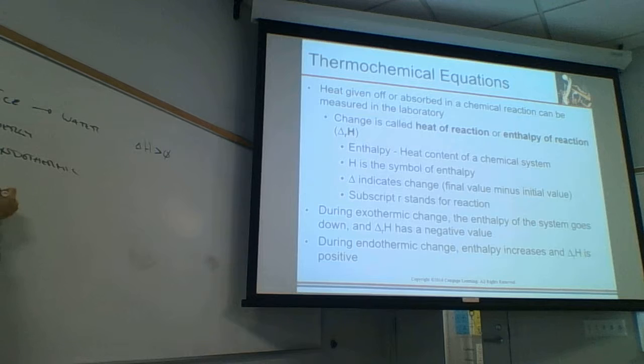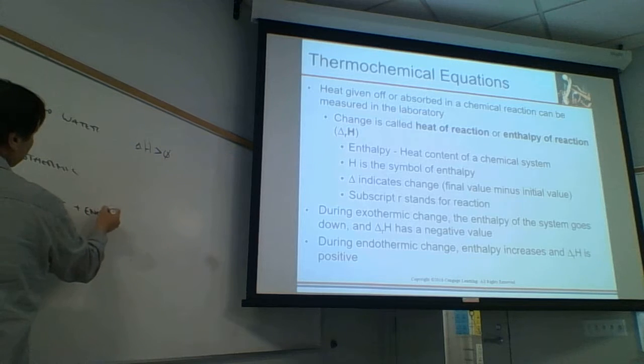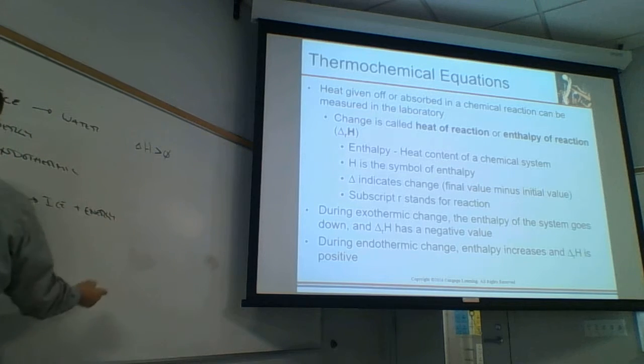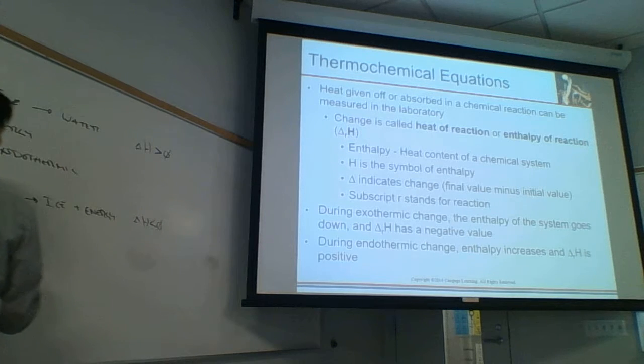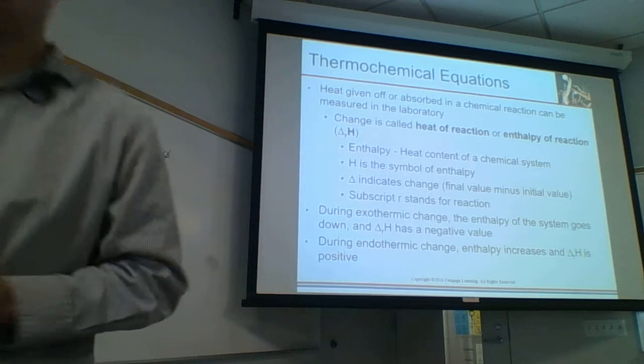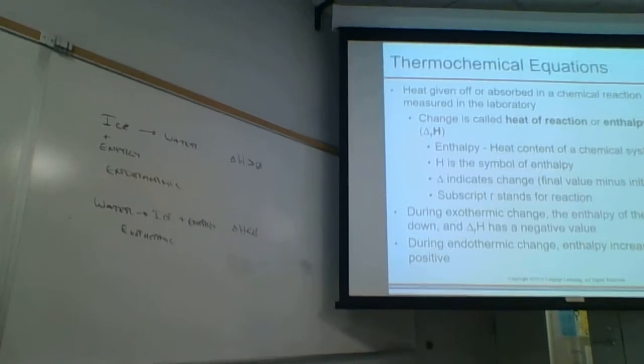If we take water and we want to freeze it, convert that to ice, we have to remove energy. If we have to remove energy, that's called exothermic. Exothermic, delta H is less than 0 here. It's going to be a negative value, so this is exothermic.